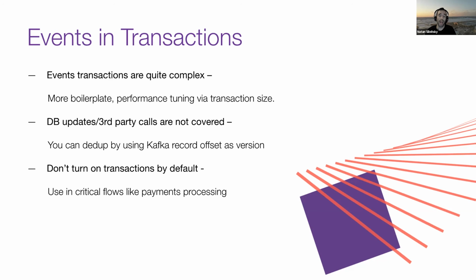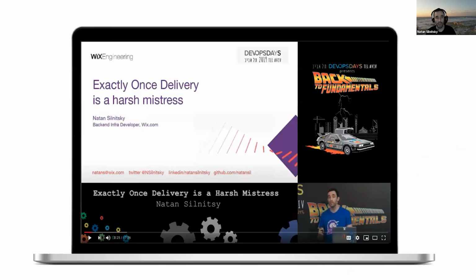And of course, if the downstream consumer, the final consumer, has some side effect outside of Kafka, Kafka can't really handle that exactly once, because it's the responsibility of the processor at the end. But you can actually do deduplication by using the Kafka record offset as your version. So it really simplifies deduplication at the end. Now, I wouldn't recommend turning on transactions by default, but only use them in very specific cases like payment processing.